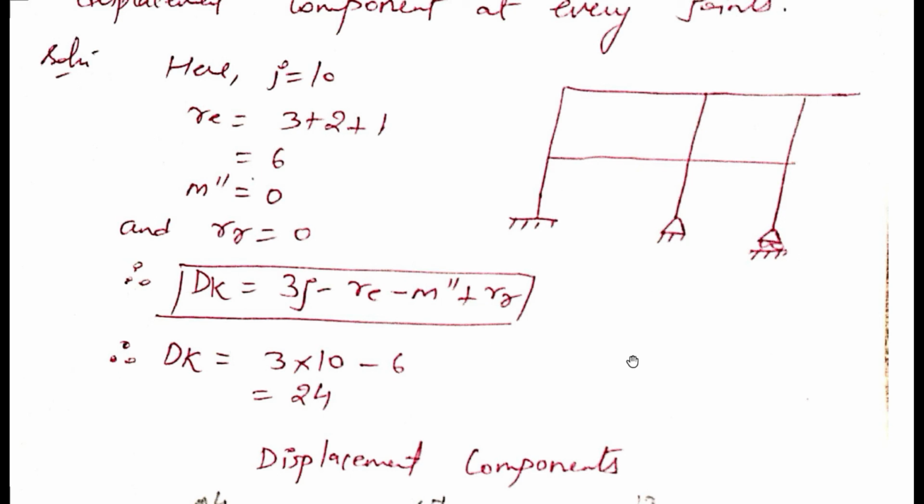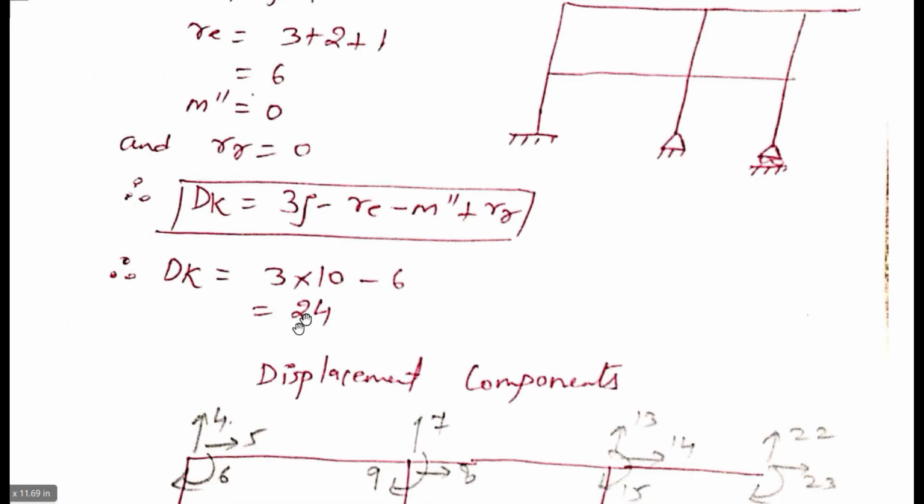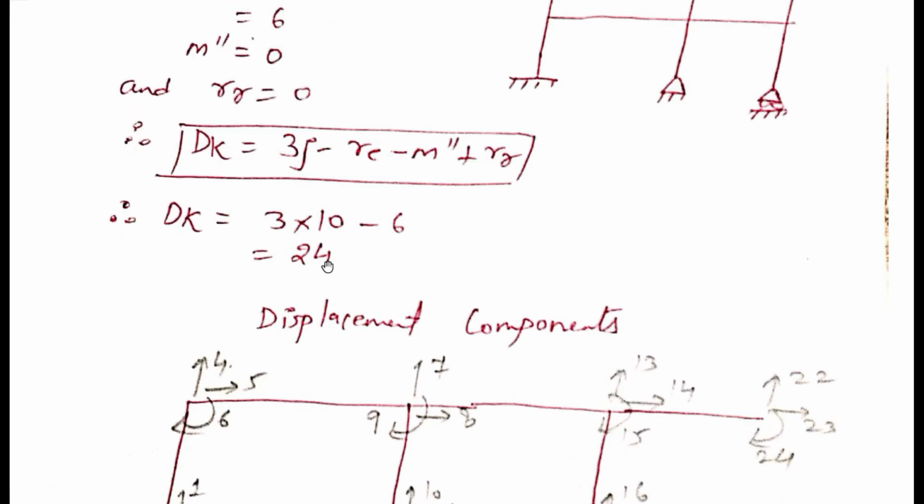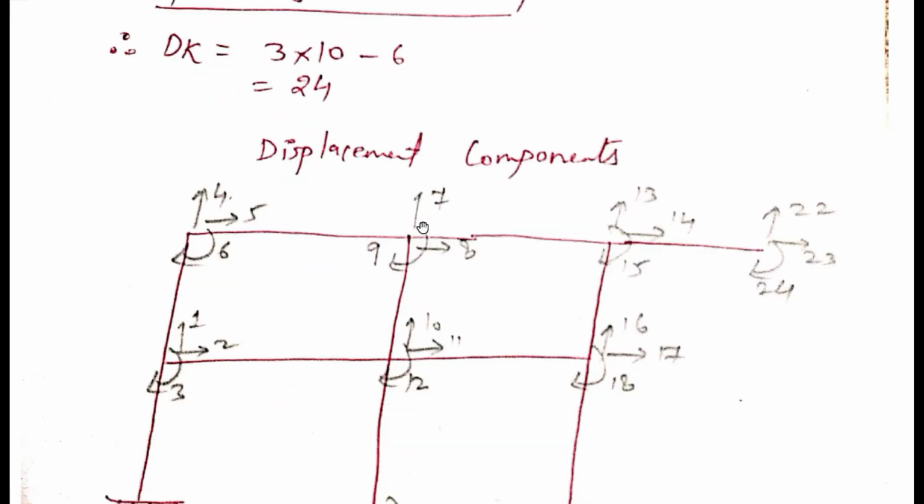Okay, so you can write it in the bracket: beams are considered as flexible here. Okay, so we are not considering the beams as rigid, so that's why m double dash value is 0. And RR value is also 0, because we are not having any internal hinge or hybrid joints on this 2D rigid frame. So 24 is the DK value, and now show them as displacement components.